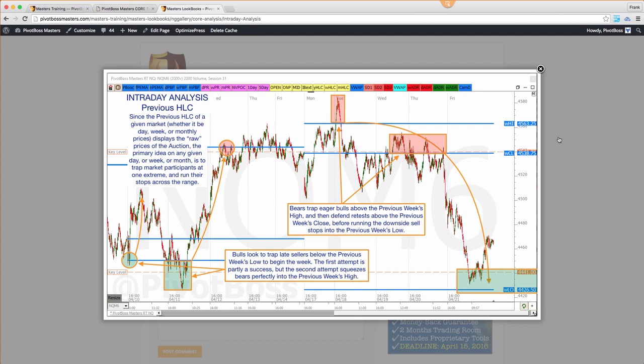And so when you leave behind the previous high-low close, depending upon where you close in relation to the high or low, that's typically telling you which market participants are going to engage and what their attempt is going to be in terms of price movement. And so right here, you can see this is the previous week's high, is this one. This is the previous week's close, and this is the previous week's low.